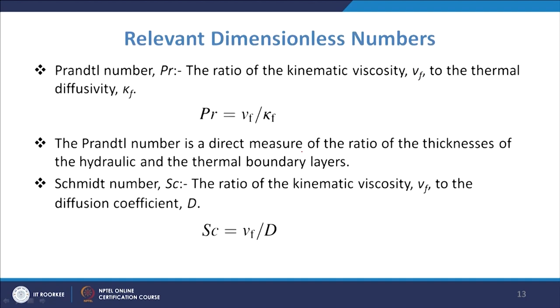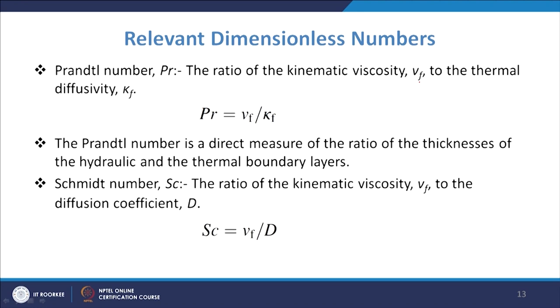Coming to the different types of dimensionless numbers which we will come across in our study, the first is the Prandtl number. This Prandtl number is the ratio of the kinematic viscosity, nu f, to the thermal diffusivity K f. So, we define it as nu f by K f. It is basically a direct measure of the ratio of thickness of the hydraulic and the thermal boundary layer, as we have seen.